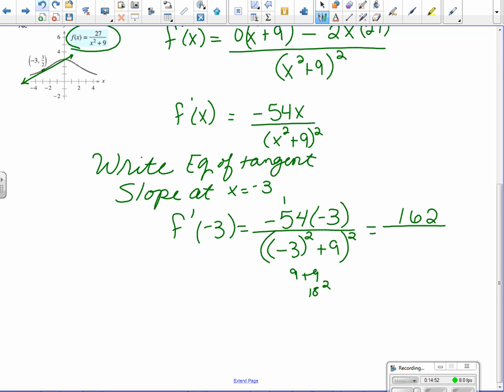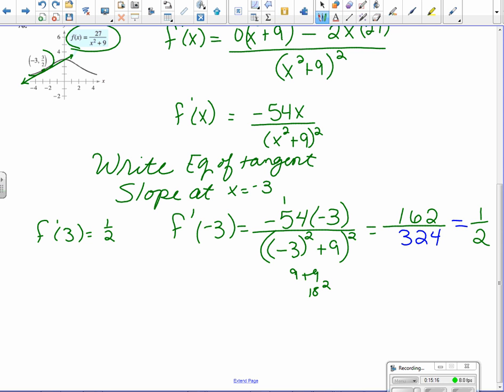Oh goodness. Well, think about that, 18 squared. 324, there's that summertime buzz coming, summertime fog maybe, huh? 162 divided by 324, we get 1/2. So now we know our slope. We know f prime of negative 3 equals 1/2.